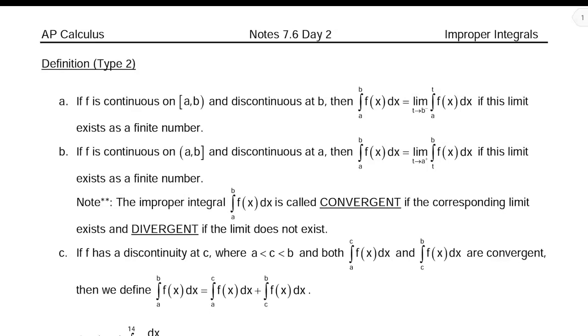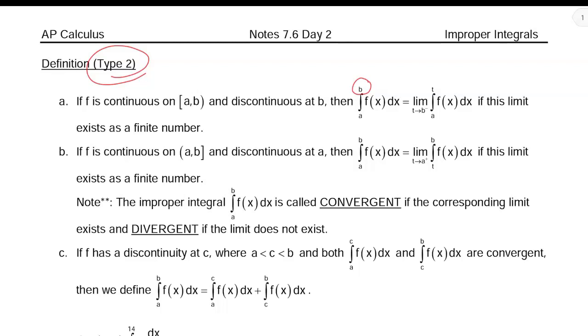Hi, 7.6, day 2. We're still talking about improper integrals, but this time we're calling it something called type 2. Type 2 is when you have an infinite discontinuity, but it is not obviously an infinity. So, for example, we're going to be looking at times when the integral is discontinuous at the right end. So let's say b, there's a discontinuity there.